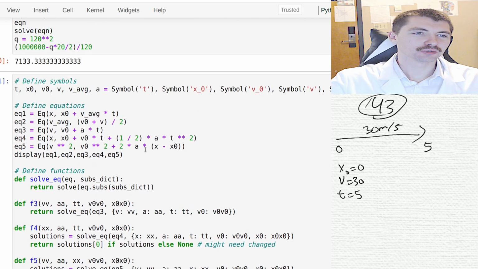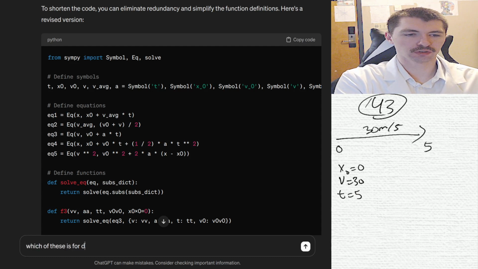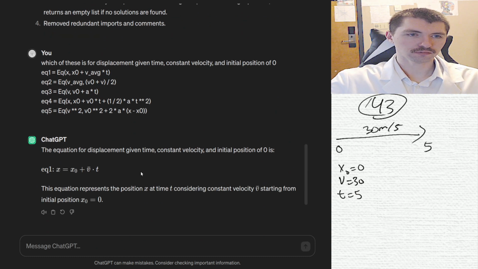All right. So which of these is for displacement? Okay, x equals x naught plus t.